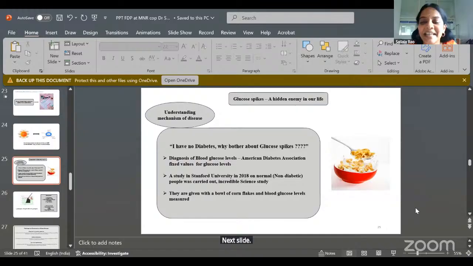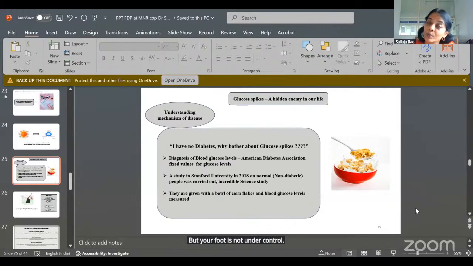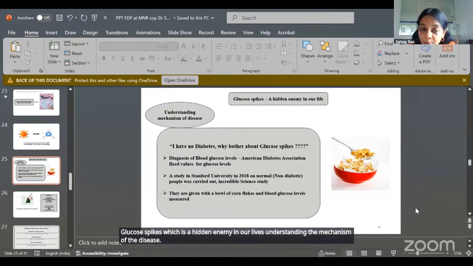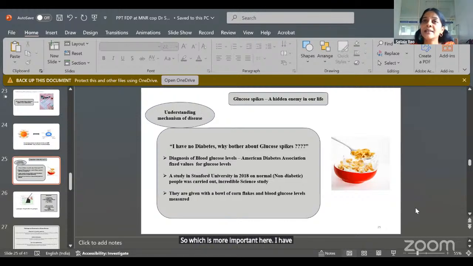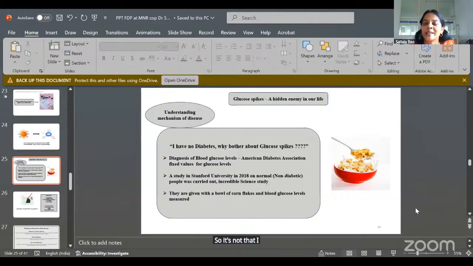Yes. Again, something related to diabetes. So let us keep diabetes aside. You are hale and healthy, but your food is not under control. Yes, your body will welcome all the chronic diseases. Glucose spikes are a hidden enemy in our life. Understanding the mechanism of the disease, which is more important here? I have no diabetes, I can eat 20 gulab jamun. I have no diabetes, I have no blood pressure, I can eat anything. Just come out of this. I never say people should not eat. I say limit yourself.